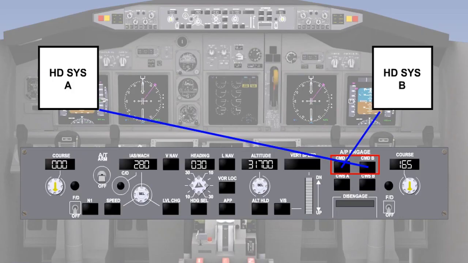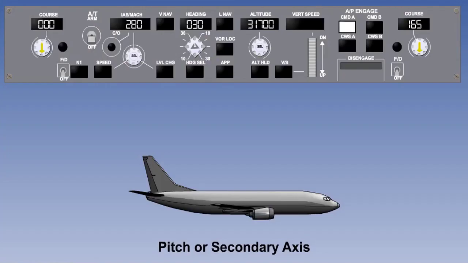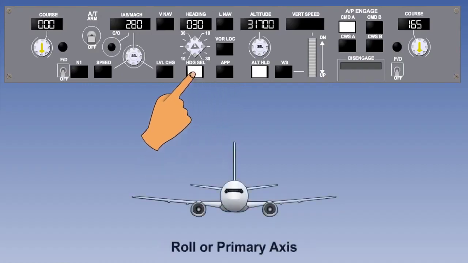An operator shall not conduct single pilot operations in IFR conditions, unless the aeroplane is equipped with an autopilot with at least altitude hold and heading mode. This means that the aircraft must have at least a 2-axis or 2-channel autopilot.